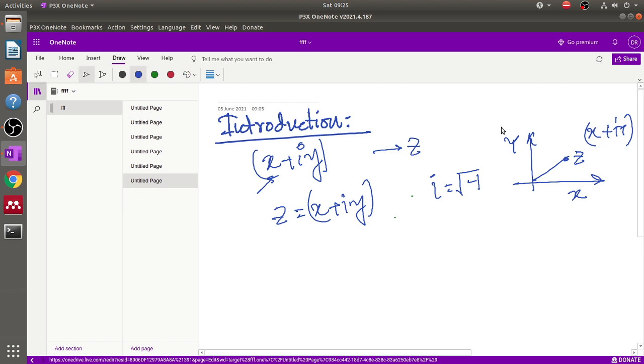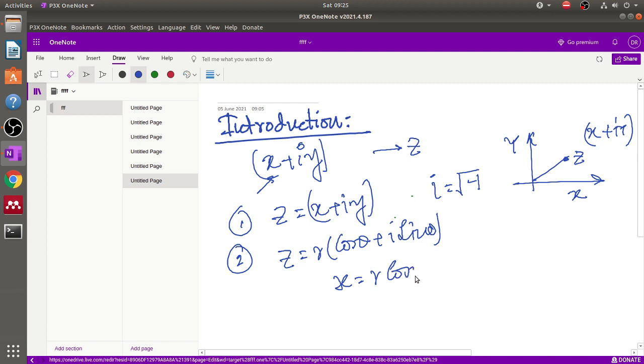This is called the Cartesian form, number 1. Number 2, in the polar form, z is represented as r times cos theta plus i sin theta. So here x is represented as r cos theta and y is represented as r sin theta. And therefore x square plus y square equals r square.